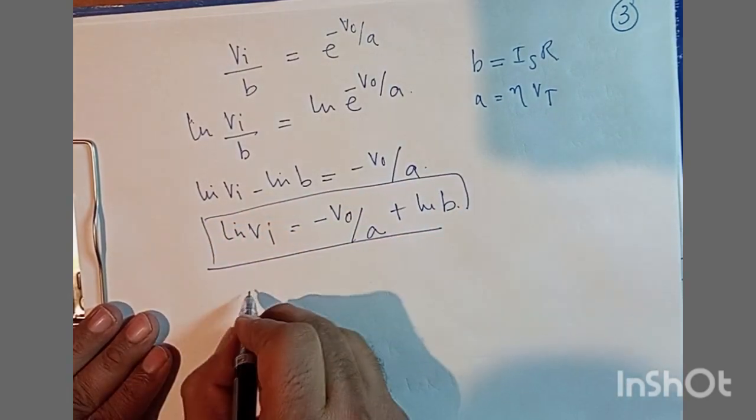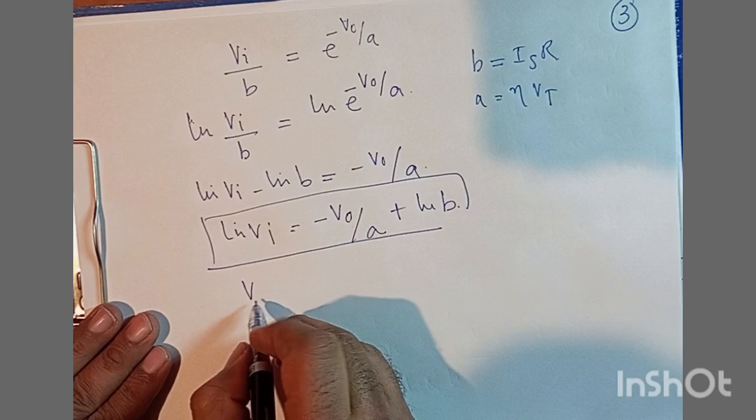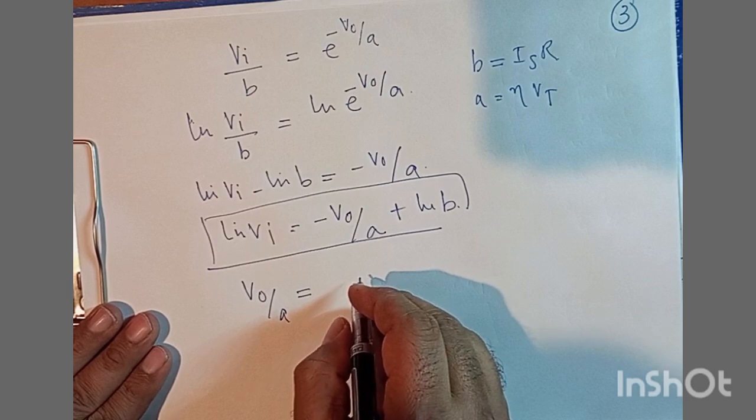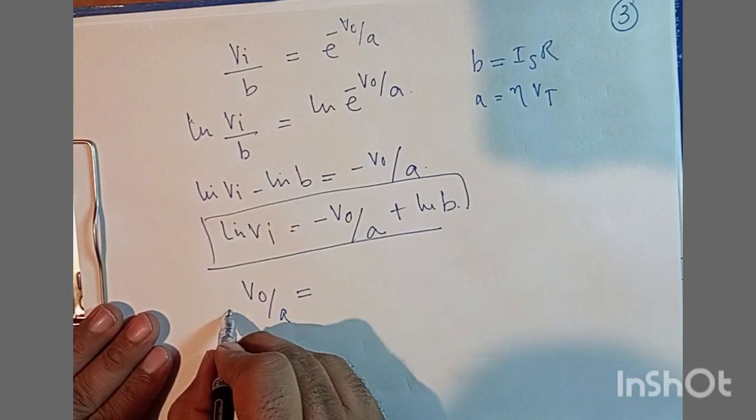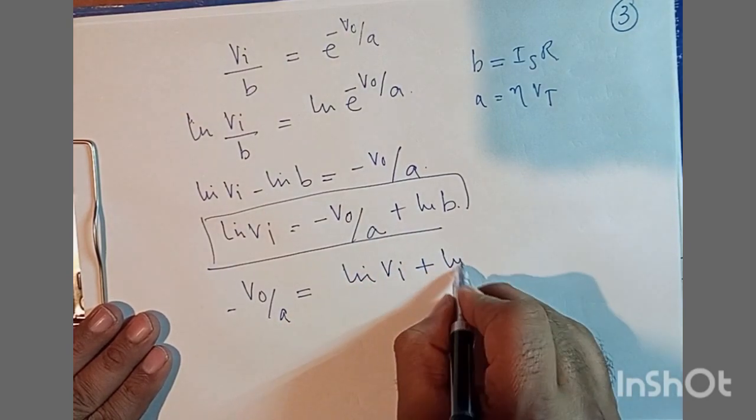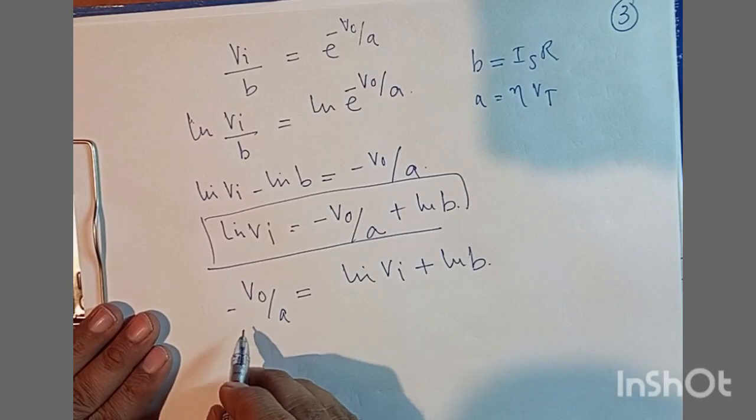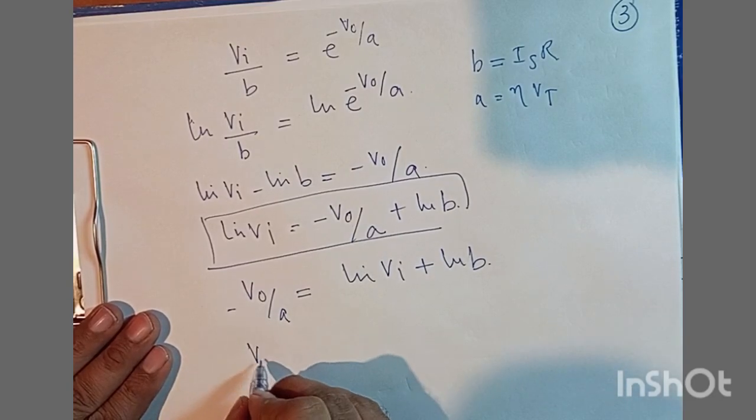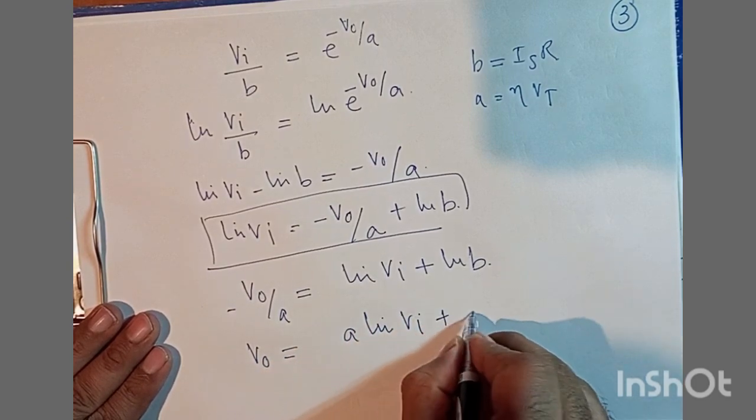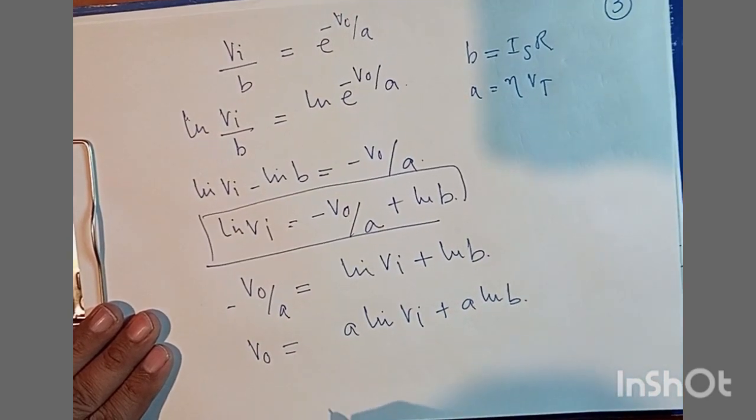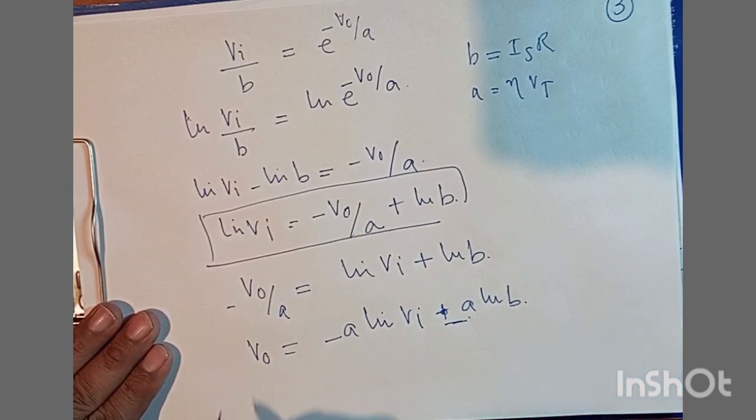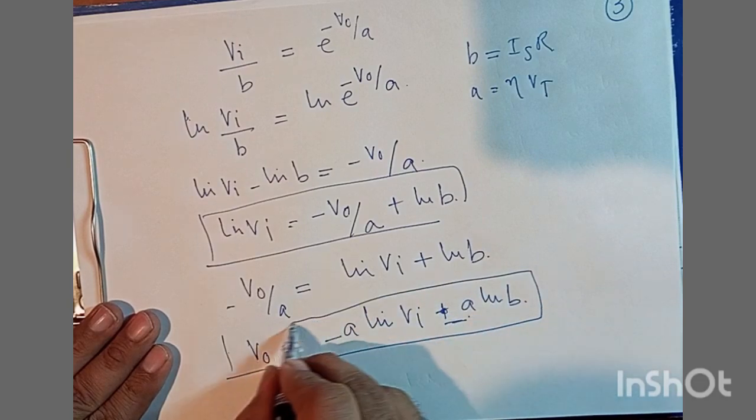All right, so let me separate this. So negative sign, so let me get this V out by A alone here again, because I want V out only. So let it be like this. So this is ln of Vi plus ln of B. Okay, so V out will be A times ln of Vi plus A times ln of B. Here you will have minus, and here you will also have minus. And you can boil down the numbers. You are not interested in numbers.